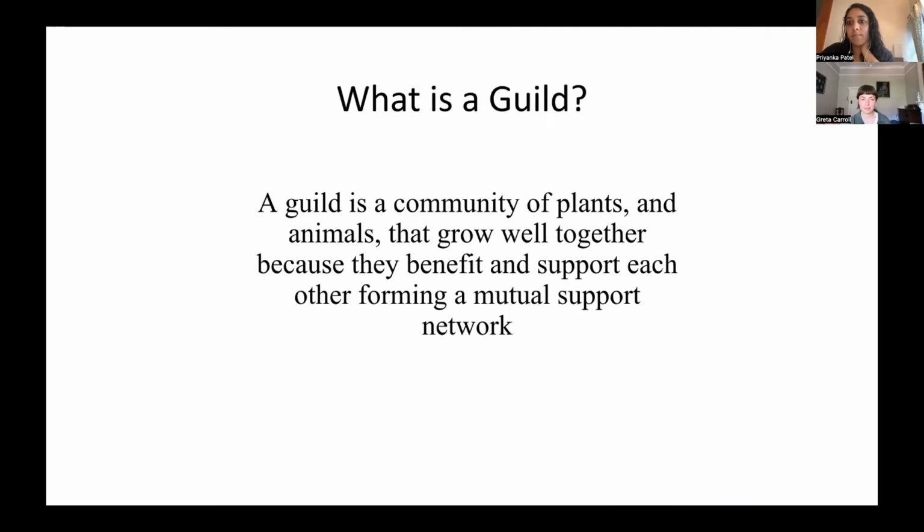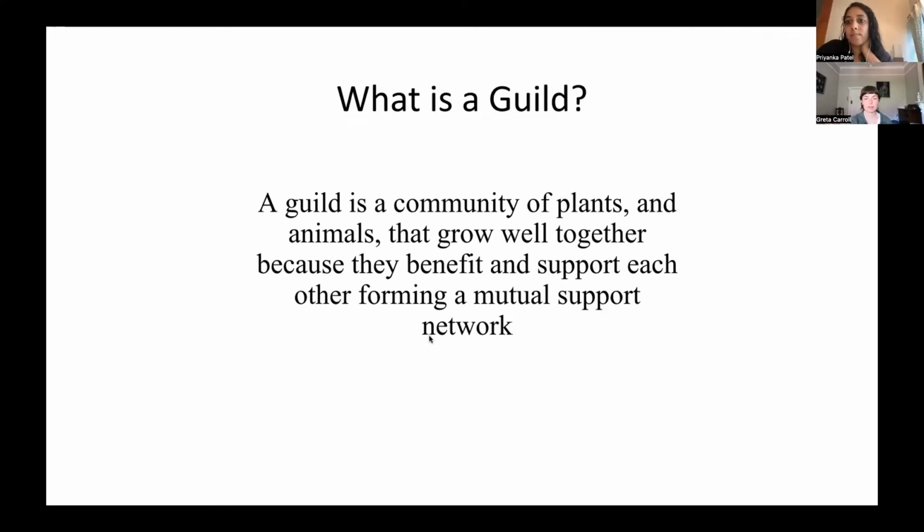So a guild. There's a few different definitions of a guild, but I like this one because it's quite nice and simple. A guild is a community of plants and animals that grow well together because they benefit and support each other, forming a mutual support network.